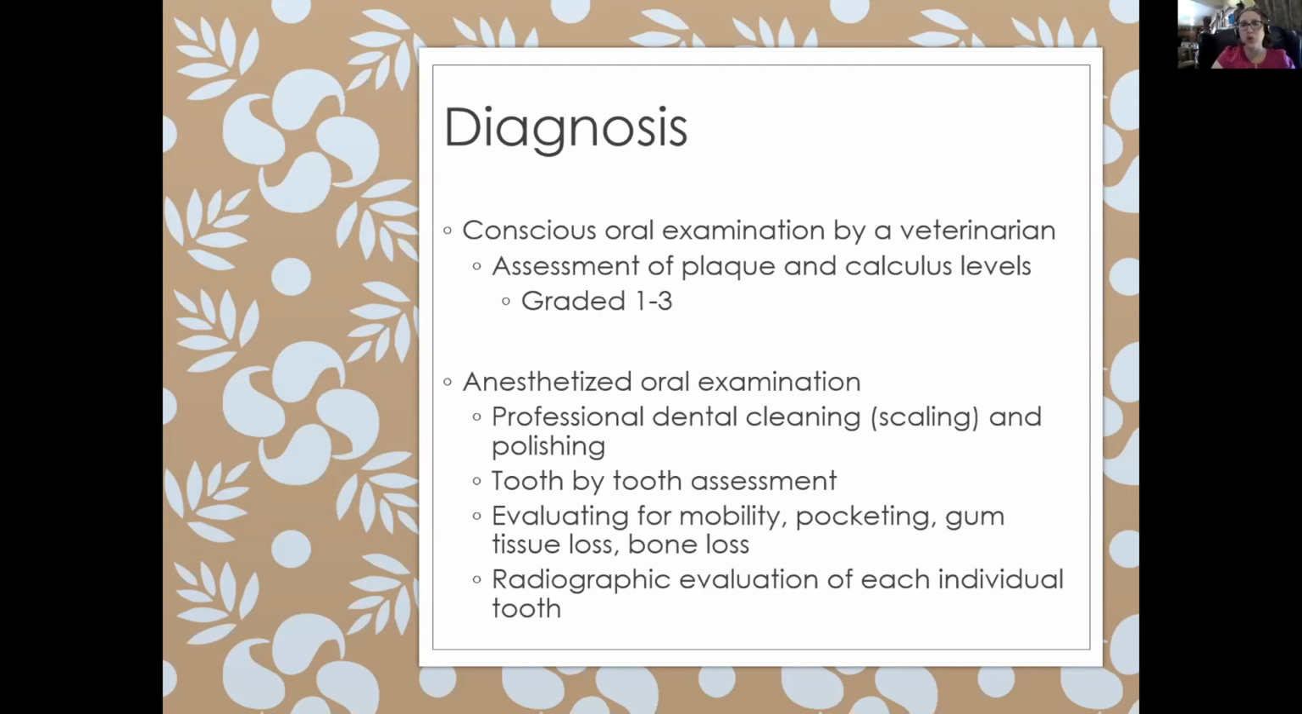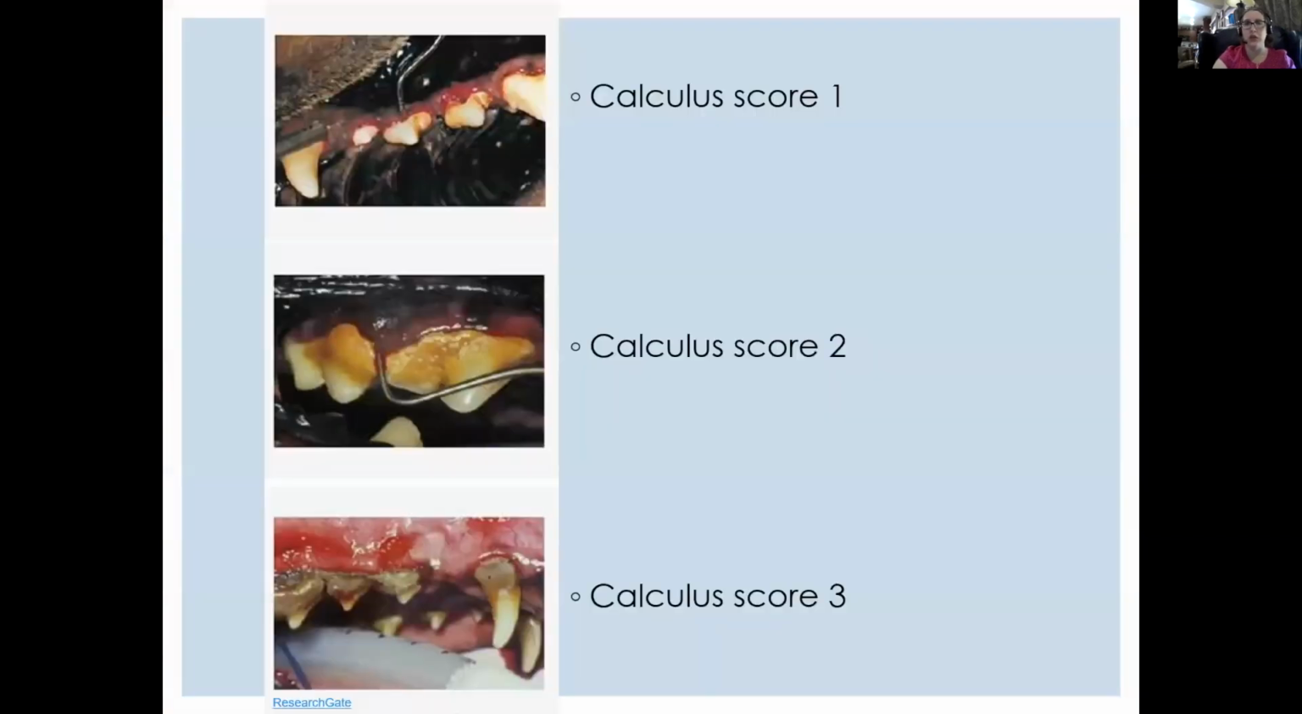Then your veterinarian will hopefully do a tooth by tooth assessment, looking at all the different spots around each tooth, evaluating them for any pocketing or mobility, seeing if they can move or wiggle those teeth. They will try to measure any gum tissue loss or bone loss associated with it. And then radiographic evaluation of each tooth is also going to give the veterinarian more information for an overall assessment of what's going on below the gum line.